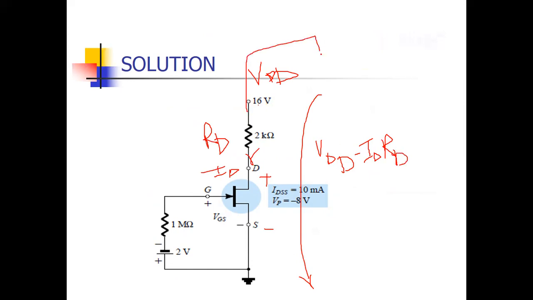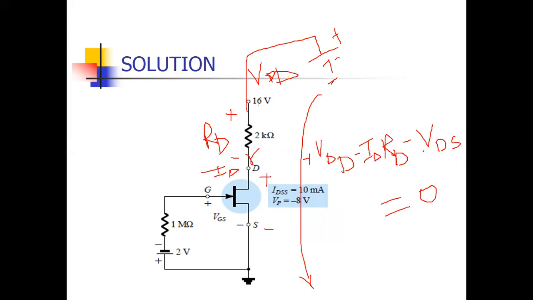Remember, this supply is like this. Now you are moving from minus to plus, that's why sign is plus. Now you are moving from plus to minus, that's why sign is minus. Again VDS, you are moving from plus to minus, so sign will be minus. Minus VDS equals 0. Again listen carefully. We have applied KVL equation here: VDD minus IDRD minus VDS equals 0.